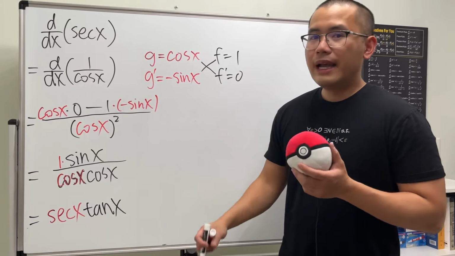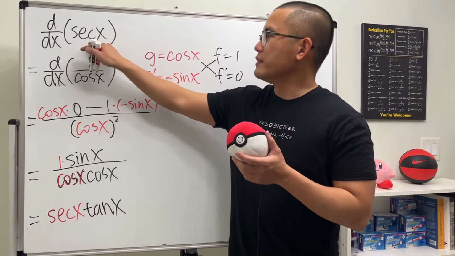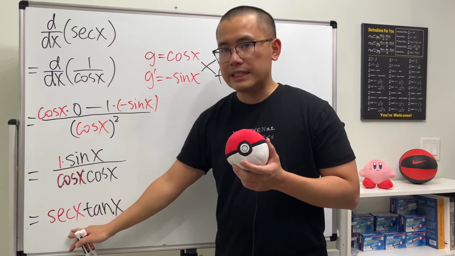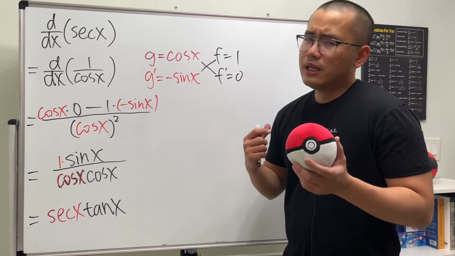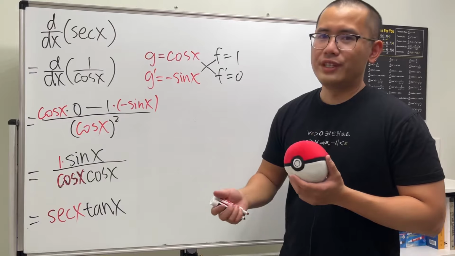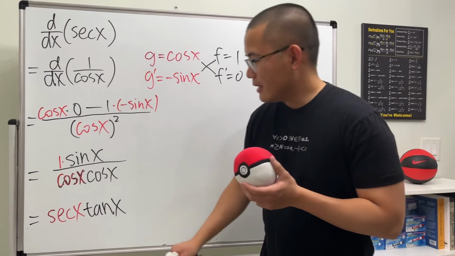So that's it. And in fact, when we take the derivative of secant x, you see that the secant x part repeats, and we just pair this up with tangent x, which is kind of similar when we take the derivative of cosecant x. Alright?